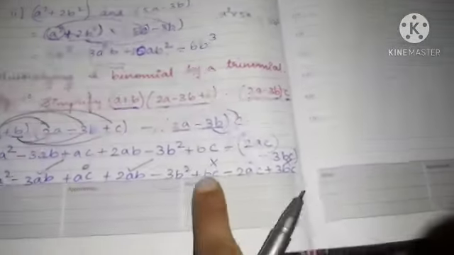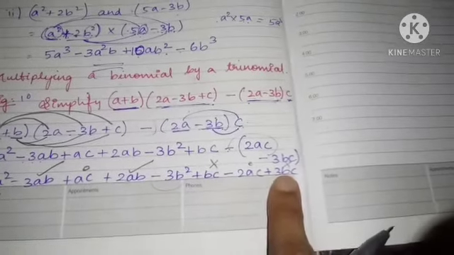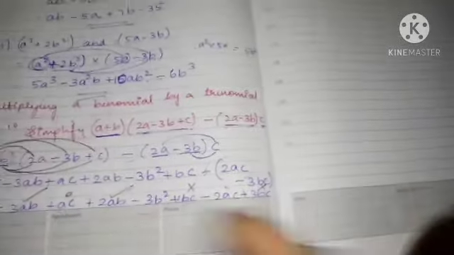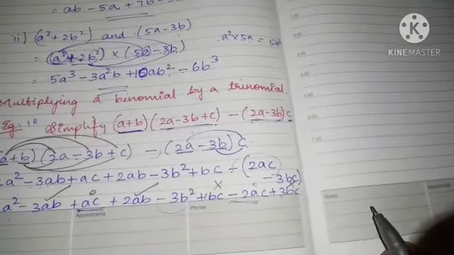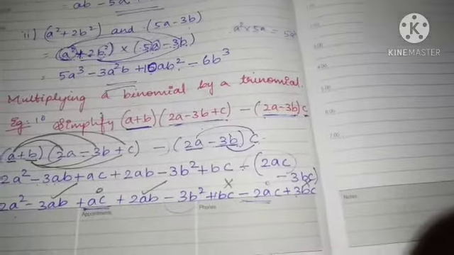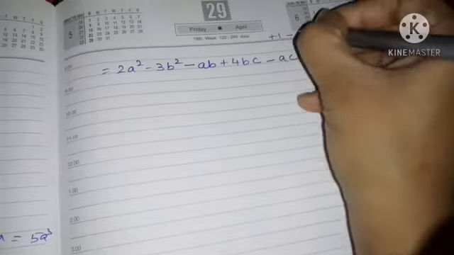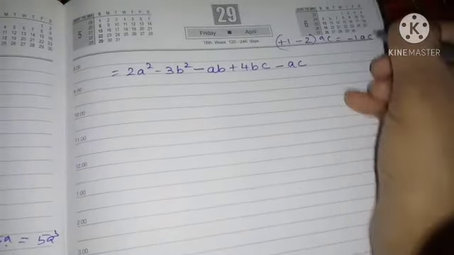Next, BC terms: plus BC plus BC plus 3BC. So, plus 4BC, because here plus 1 plus 3 above gives plus 4BC. Next, plus AC minus 2AC. What is the answer? Plus 1 minus 2 into AC, correct? So minus 1 AC, which is nothing but minus AC.